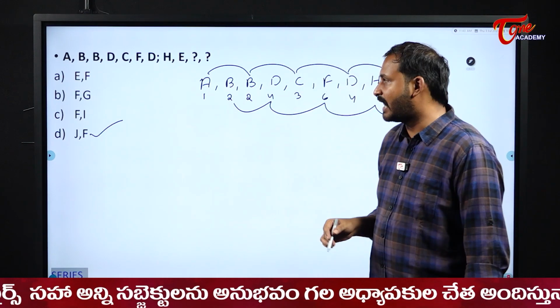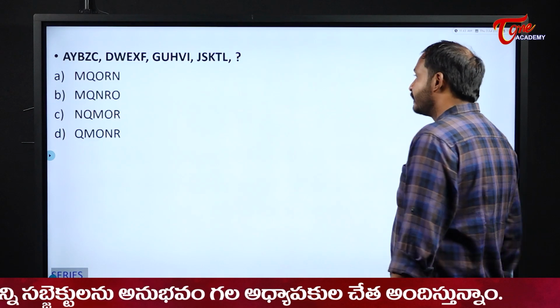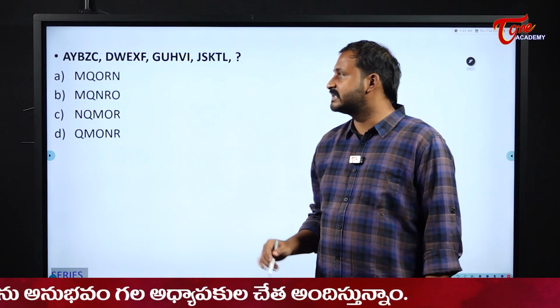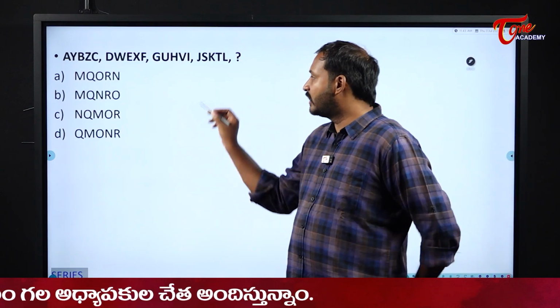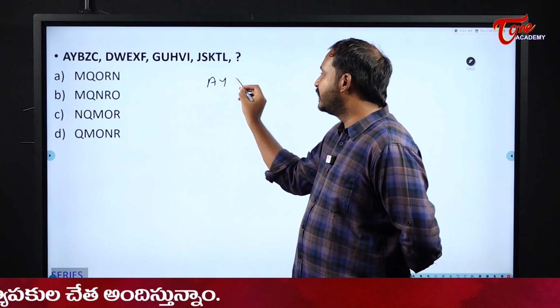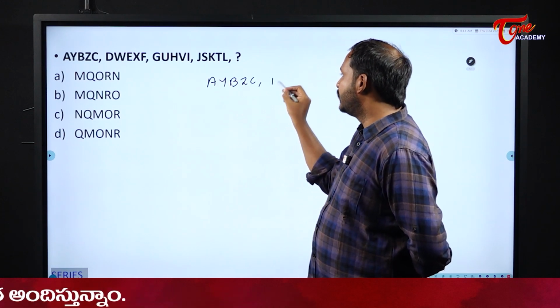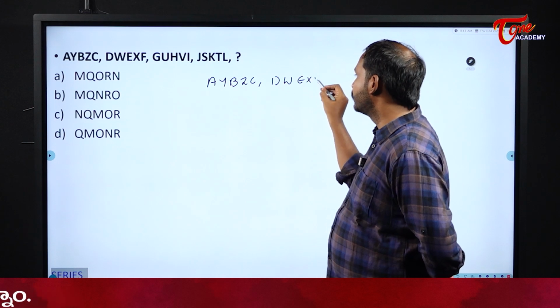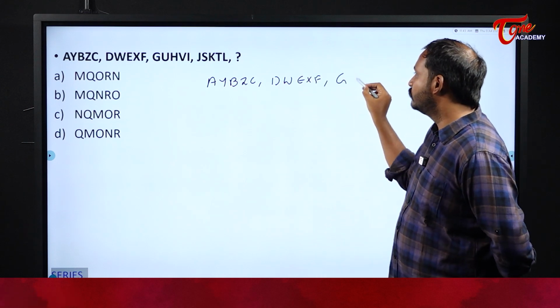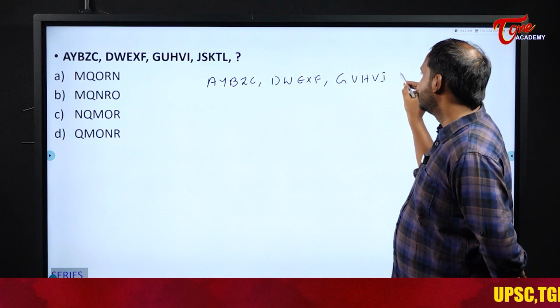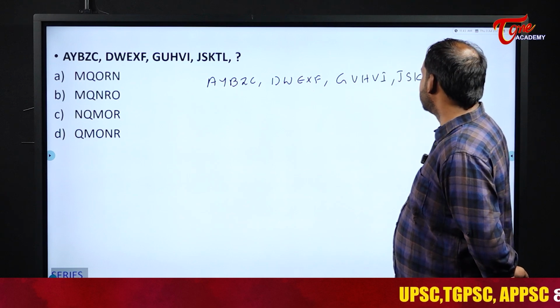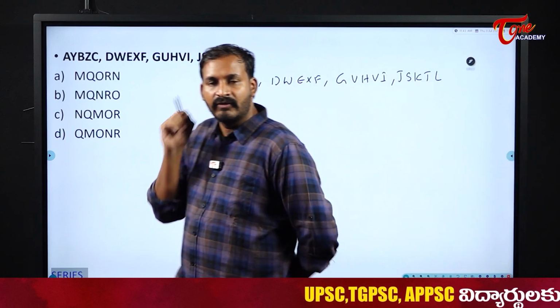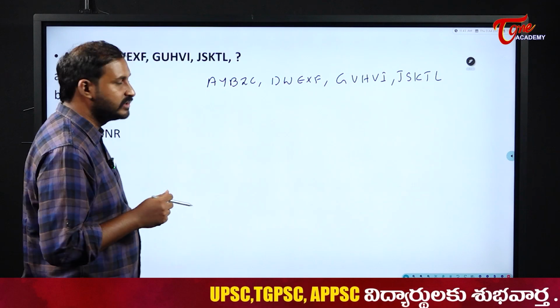Just identify the pattern, students. That is enough. Next, A, Y, B, Z, C. Something like this is given for us. Now let us write that one. A, Y, B, Z, C. D, W, E, X, F. Next, G, U, H, V, I. J, S, K, T, L. Now, please observe here. What are the place values? Write down the place values. You will get an idea.